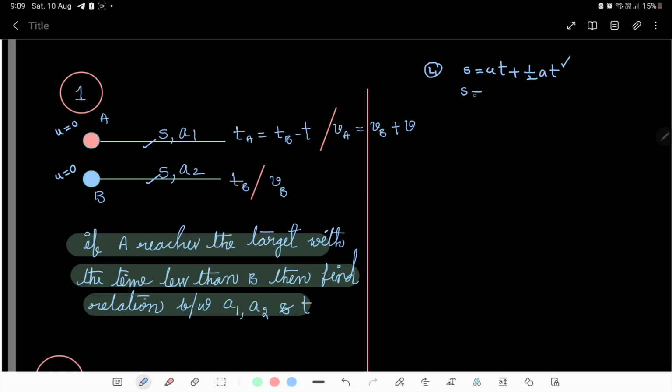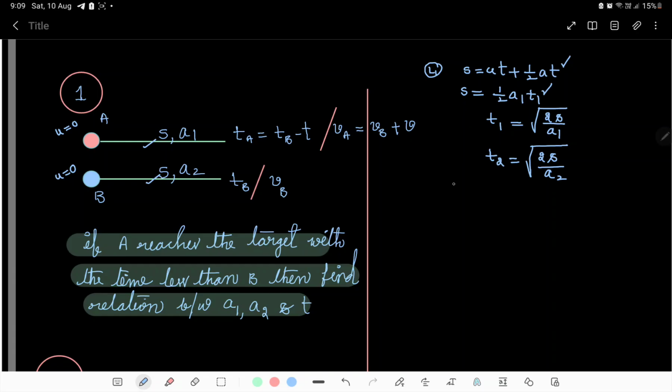So here I could say s is equal to, since the initial velocity is 0, half into a1 into t1 square. Therefore t1 is equal to under root of 2s by a1, right? Similarly, t2 is equal to under root of 2s by a2, where a1 and a2 are accelerations of car A and car B, and t1, t2 are time of car A and time of car B, right?